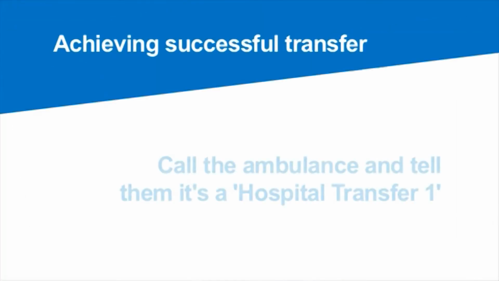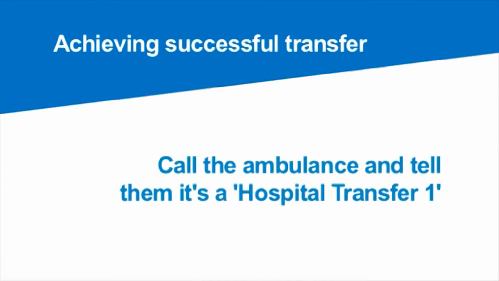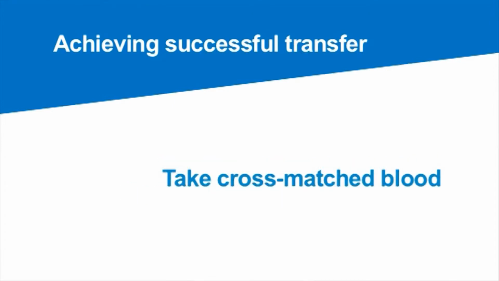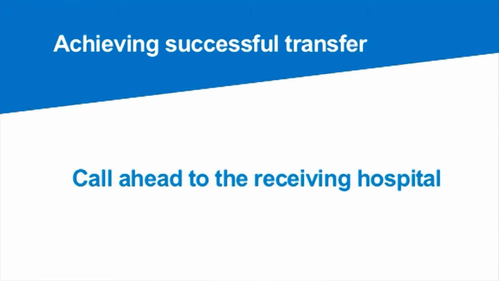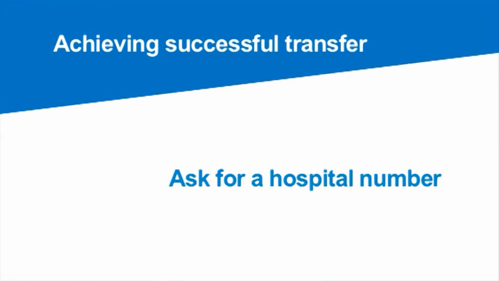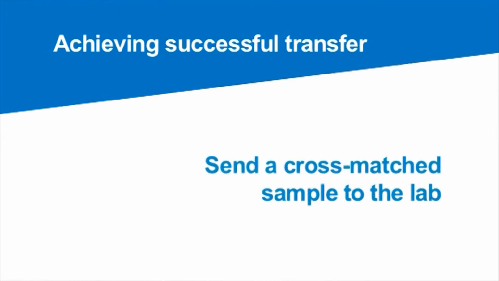The next step is to call the ambulance. The ambulance should be there within 15 minutes. As you're leaving, always remember to take the cross-match blood with you. The receiving hospital may not be able to use it because of internal rules, but you may need it during the transfer. Just before you go, remember to ring ahead to the receiving hospital to warn them that you're just leaving. Also ask them to register a hospital number for the patient. This makes triggering of the major haemorrhage protocol and cross-matching of blood quicker. As soon as you arrive, remember to send a cross-match sample direct to the lab as soon as you can.